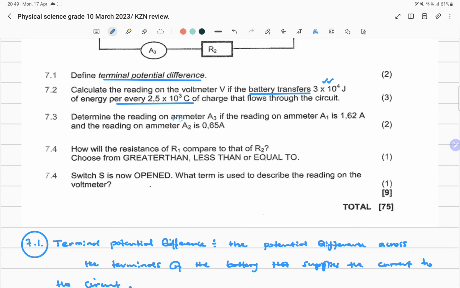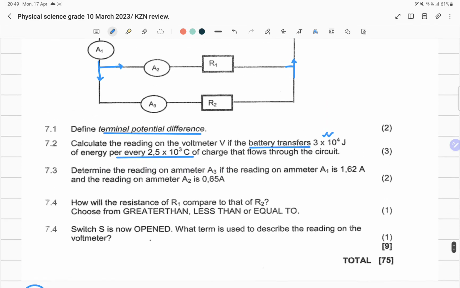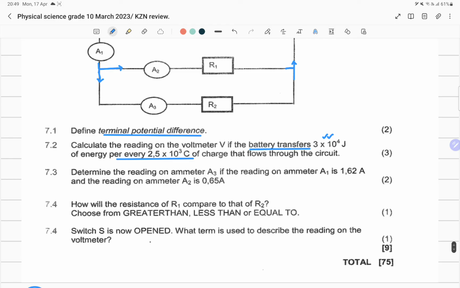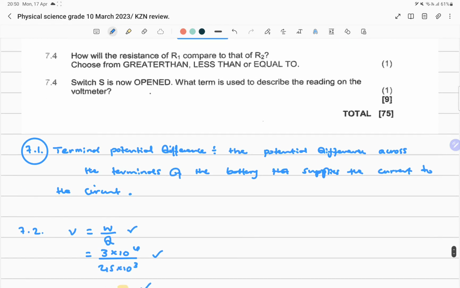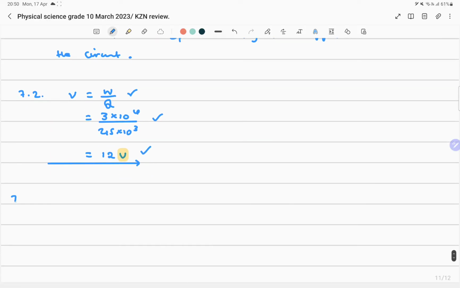Okay, so determine the reading on ammeter A3, right? So we want this one. If the reading on ammeter A1 is 1,62 amperes and the reading on ammeter A2 is 0,65, so this is easy, very, very, very easy. So 7.3, sorry, it's a direct split.